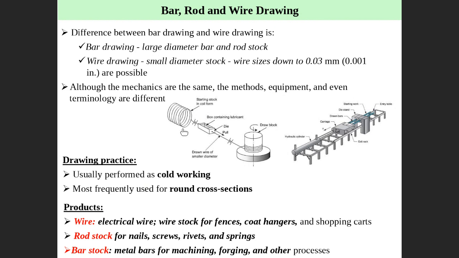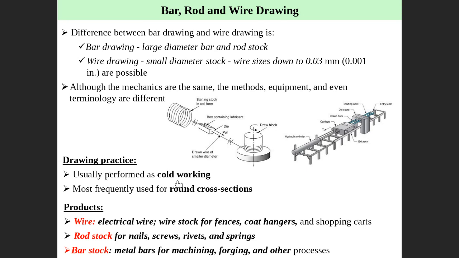This is a big difference, but the mechanism is the same. If you look here, the mechanism is the same. This is a reduction die, and here is also a reduction die. Both have the same reduction die. The only difference is that this one is small diameter and this one is big diameter, but the mechanism is the same.